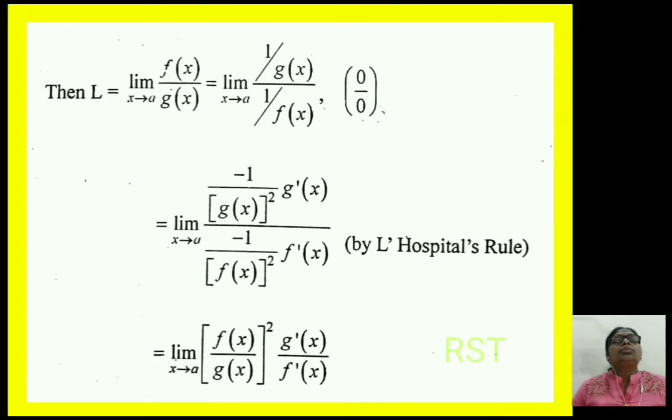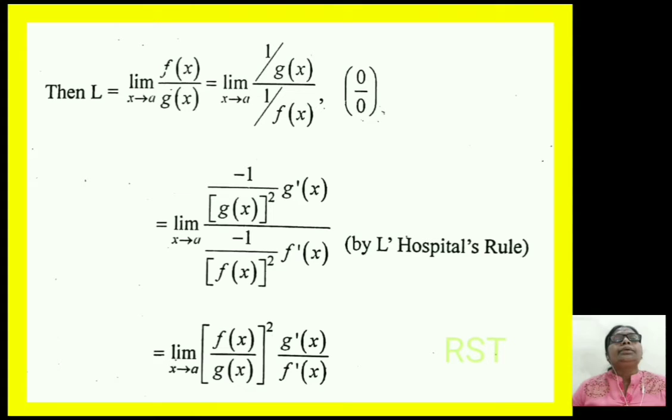To convert this form infinity by infinity into 0 by 0 form, we take limit of 1 upon g(x) divided by 1 upon f(x) as x tends to a. So that 1 upon infinity means 0 and 1 upon infinity is also 0. So that we get the form 0 by 0. Using L'Hopital's rule, if the indeterminate form is 0 by 0, then we take derivative of numerator and also derivative of denominator.